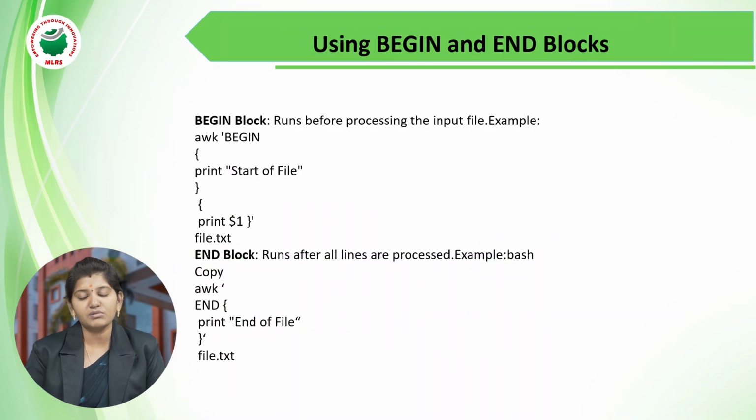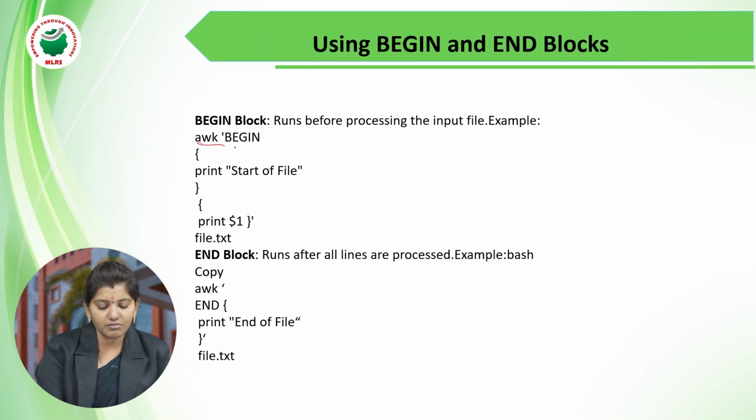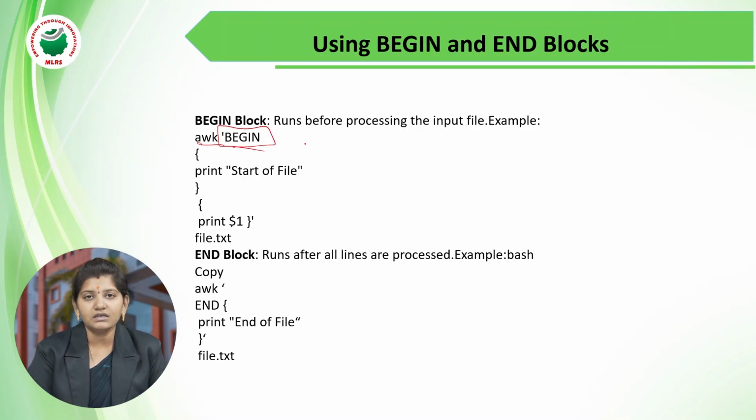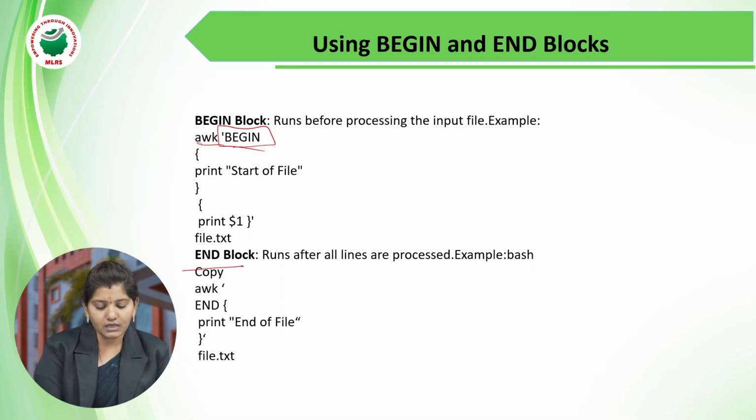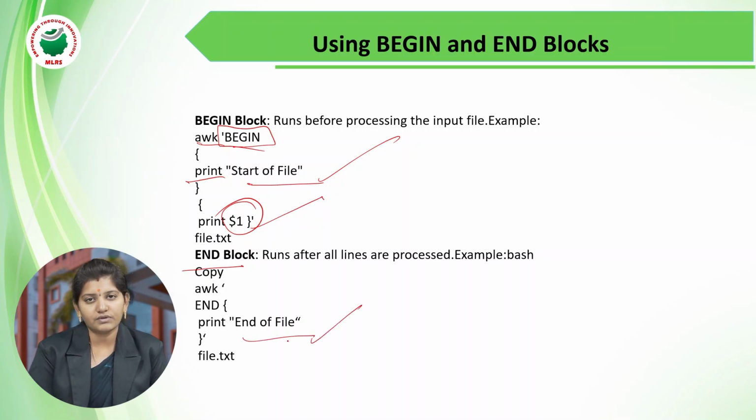And coming to using BEGIN and END blocks. Here the BEGIN block is used to run before processing the input file. For example, here we have AWK BEGIN used to start the file, and END used to end the lines of a program. So here we print "start of the file", then $1 is the first field which is printed, and then the end of the file is the last part, where whatever we had written has to be executed.